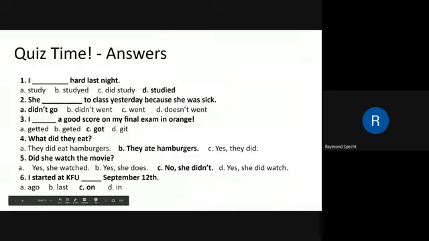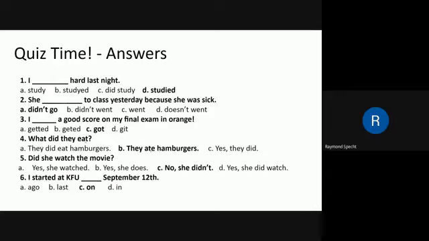I blank hard last night. Studied. Okay, what do we do here? Don't forget the rule. Y to I, add ed. She blank to class yesterday because she was sick. All right, didn't go. I blank a good score on my final exam. Got. Okay, irregular.